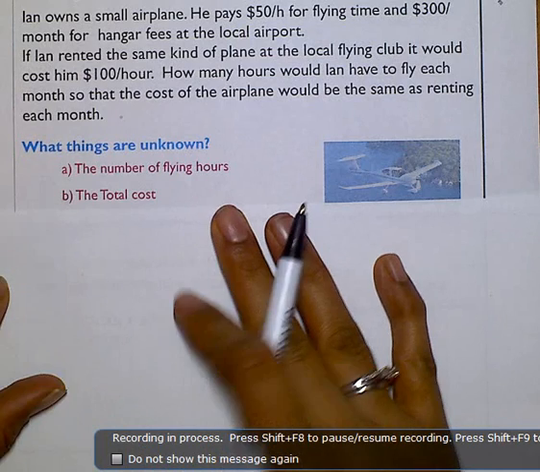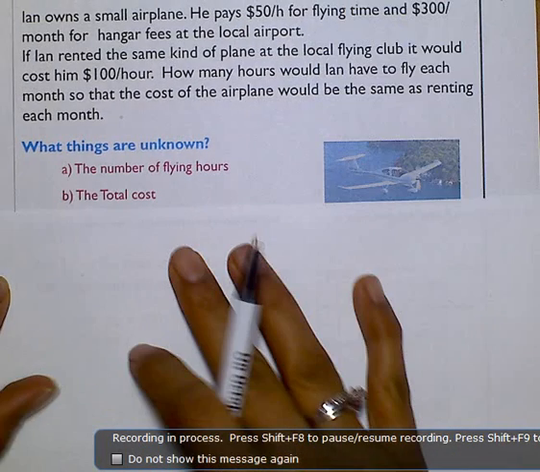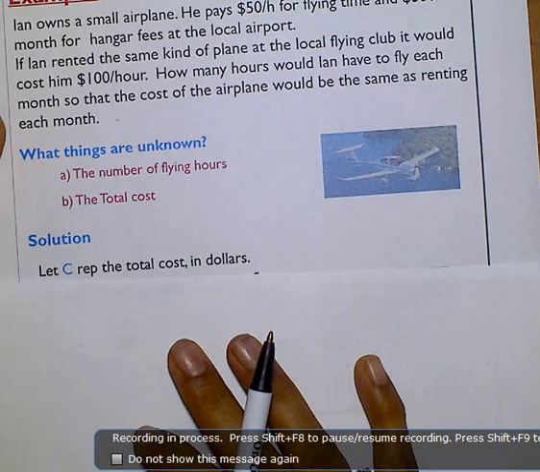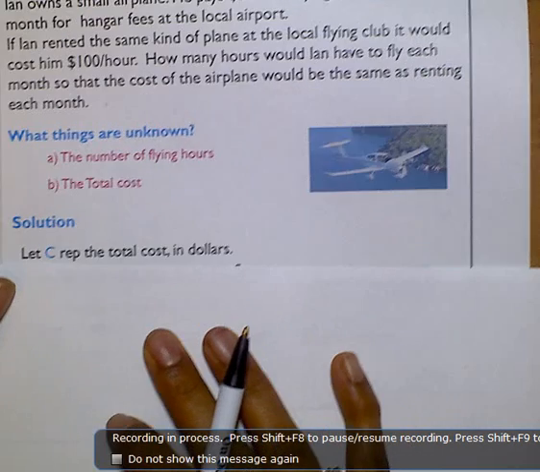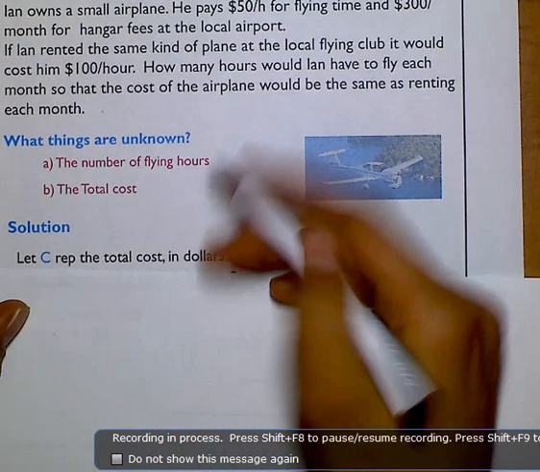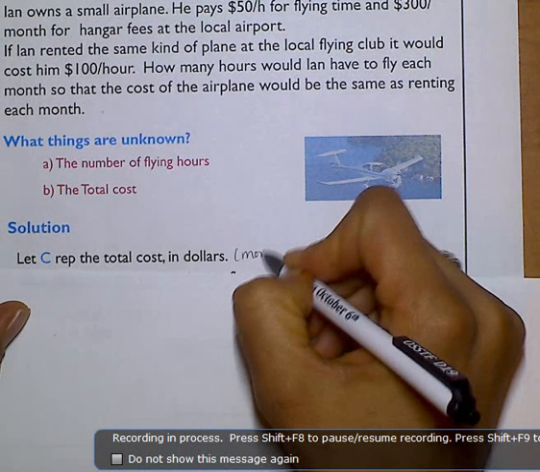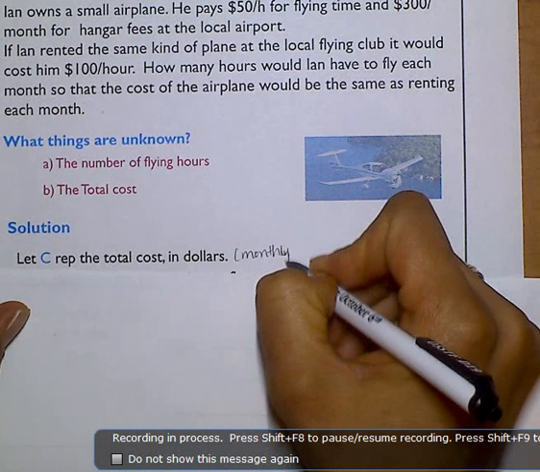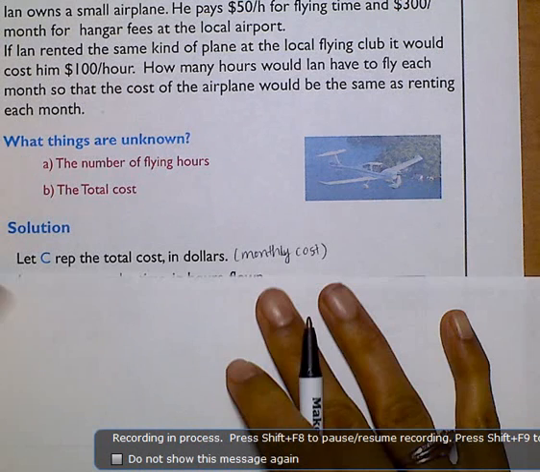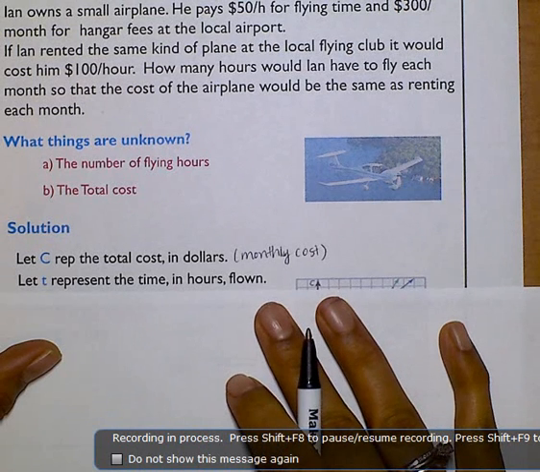Okay, so let's set up our let statements. Let C represent the total cost in dollars, and this is going to be the monthly cost. And let D represent the time in hours flown, and that's also the time in a month.